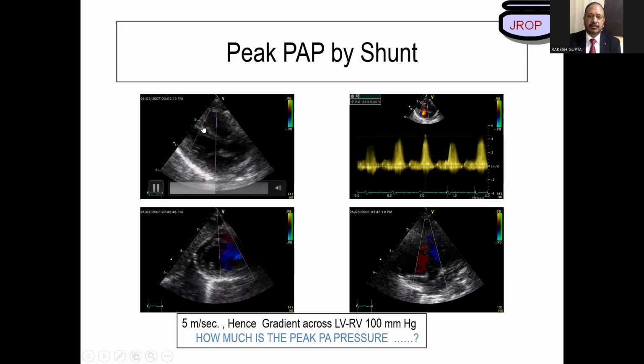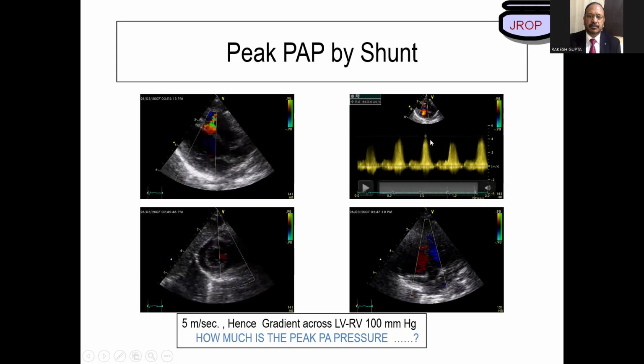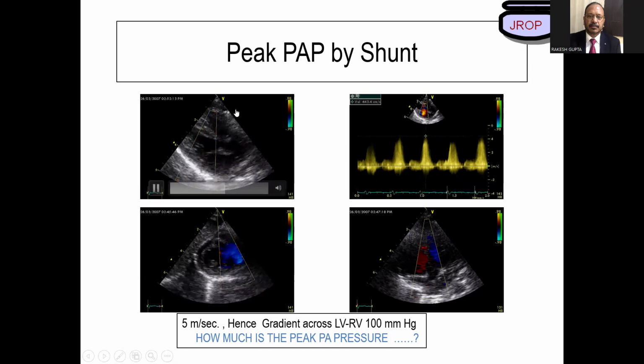Now if there is a 100 millimeters of mercury difference and the gradient is only 64, what would be the pulmonary artery pressure? 100 minus 64. So that will be my RV systolic. So we can indirectly derive PR jet velocity or peak pulmonary artery pressure by these shunts. Okay. Thank you, sir. Did you understand it?